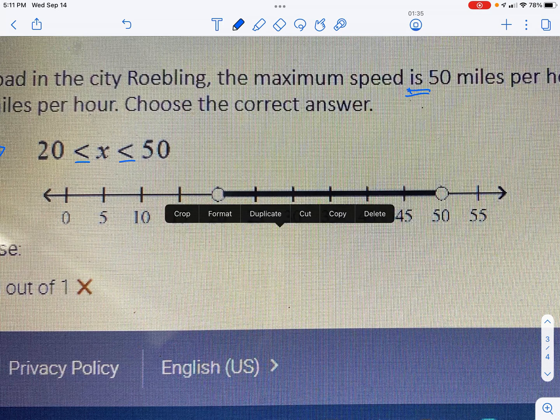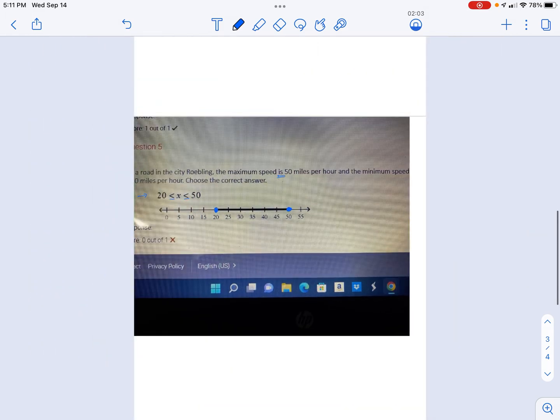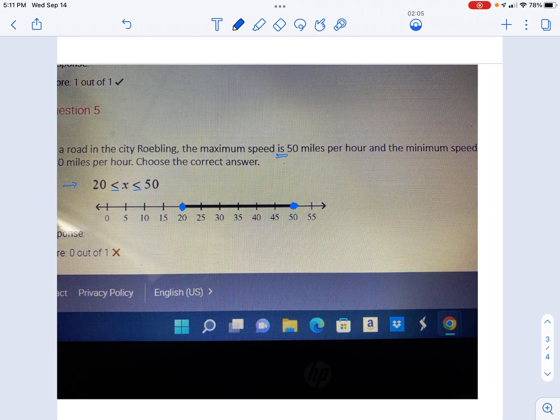For the graph, when you have an open circle like you see here, that means it does not include the numbers that that circle is sitting on. Well, we just indicated that it does in fact include 20 miles per hour as well as 50 miles per hour. So those little circles need to be filled in. That's correct for stating that your inequality statement includes 20 and it includes 50. Okay, so I hope that's clear. That would be your answer right there.